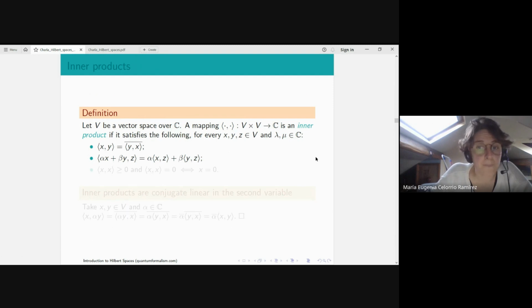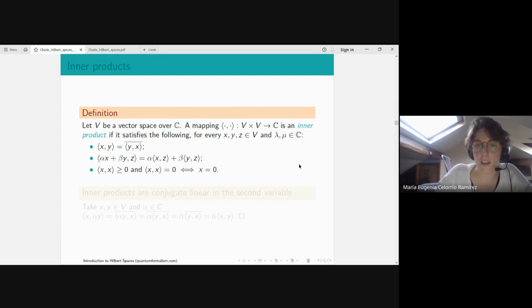This mapping is linear in the first variable. So for now, only in the first variable. That's by definition. If we are multiplying by a scalar and adding with another thing, we can take the scalar out and separate the two inner products.